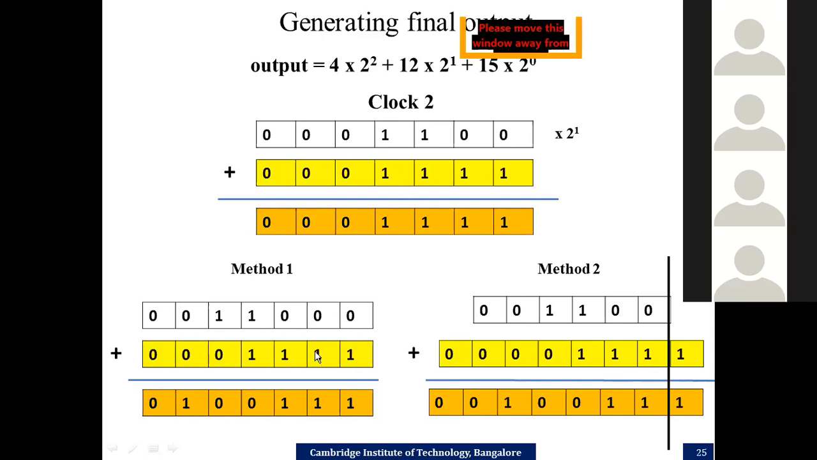This is method 1. In method 2, we don't shift the LUT output, but we right shift the content of the register by 1. So the register content was 1111, and it is shifted right by 1. The output of the LUT, whatever you get, will be in the same location. It is not going to be shifted. But again, you add that with this register content, and you generate the same output, 0010011.